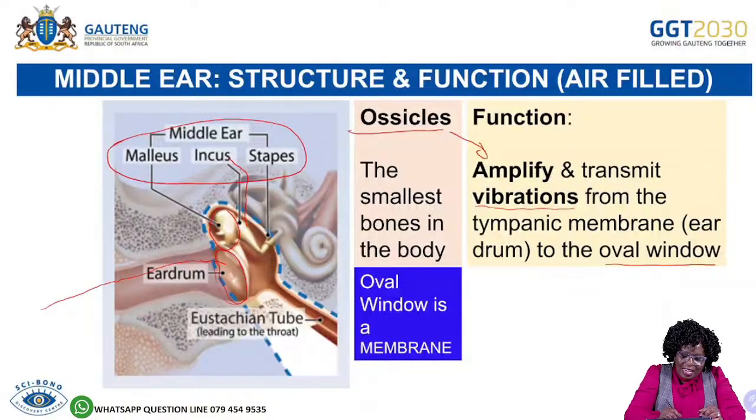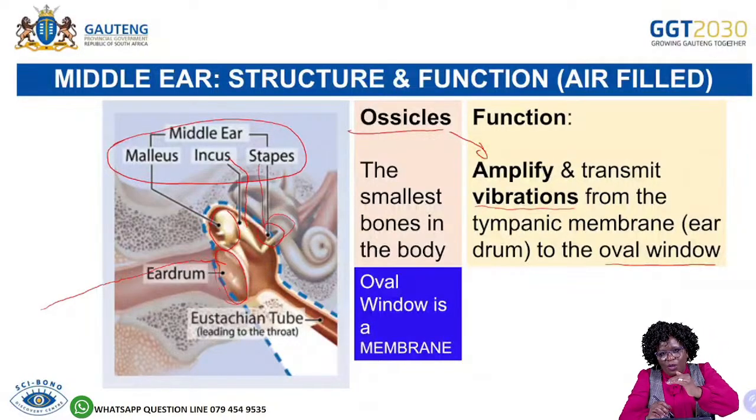And when the incus vibrates, it's now going to cause the stapes to vibrate. And because the stapes is attached to the oval window, what will happen? That vibration now is reaching the oval window. Something interesting will happen thereafter.